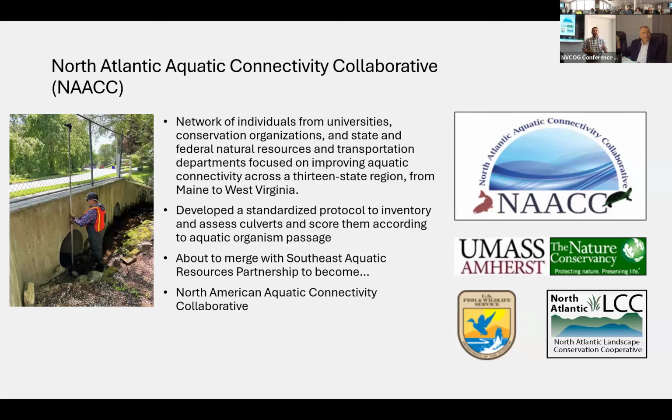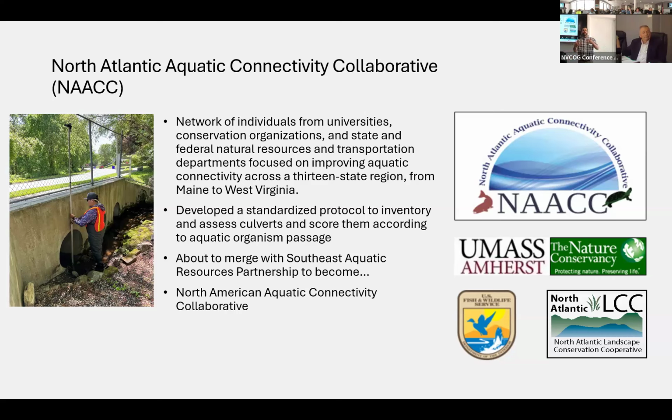And so they actually came up with a really robust program. They developed a standardized protocol to inventory and assess culverts and score them according to the degree or severity of passage. It's a great effort. It is actually on the brink of merging with another sister organization that developed down in the Southeast, called SARP, or the Southeast Aquatic Resources Partnership.